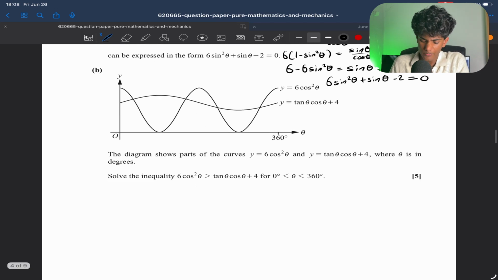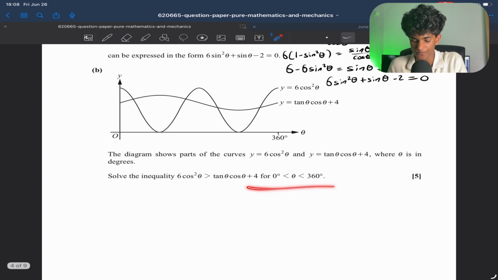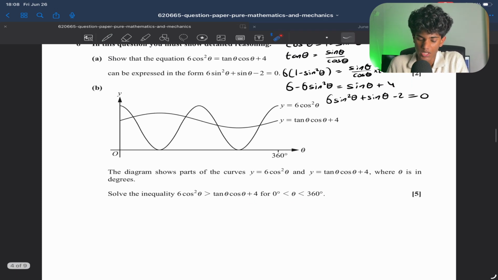So, solve the inequality 6 cos squared theta is greater than tan theta cos theta plus 4 for this range. So what we've already done is that we have rearranged this into a quadratic in sine theta. So all we need to do now is solve that quadratic and look for the ranges we want. We can rewrite this rearranged form as an inequality.